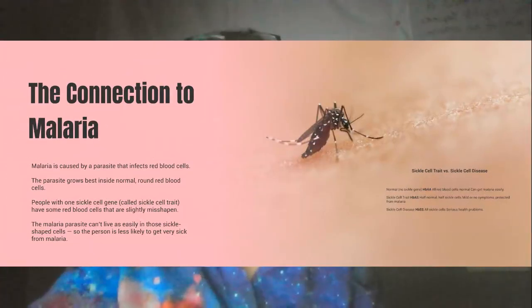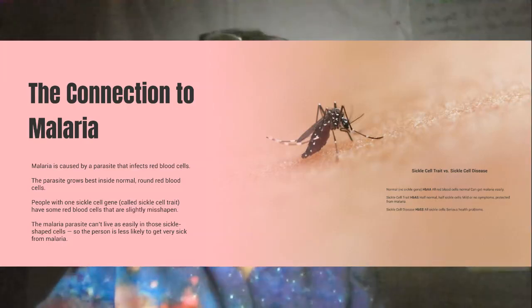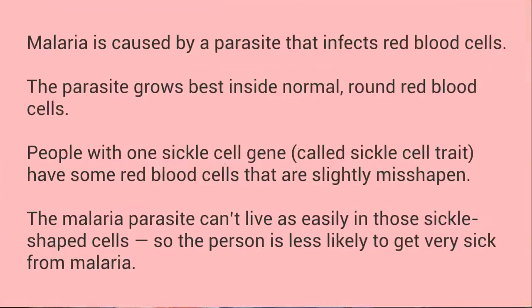So there's a connection to malaria. Malaria is caused by a parasite that is transmitted by mosquito bites. The parasite infects red blood cells and grows best inside normal round blood cells. So if you don't have normal round blood cells, you're not as prone to getting malaria as somebody with normal red blood cells. The malaria parasite can't live as easily in the sickle rigid shaped cells of somebody with sickle cell disease or sickle cell trait.